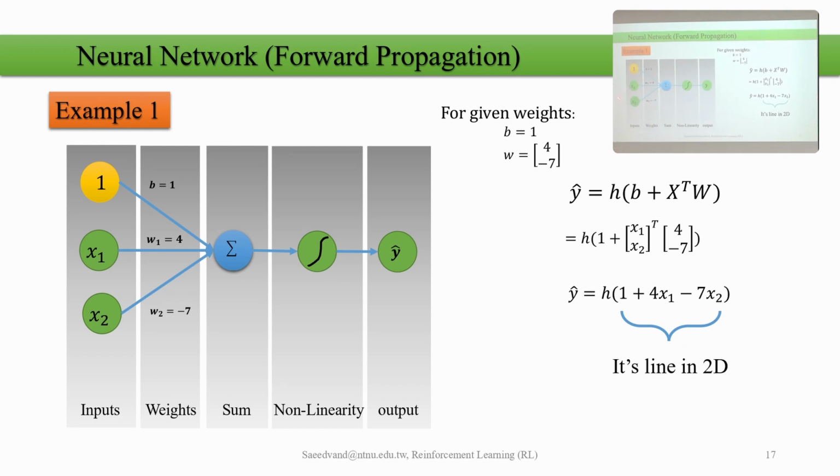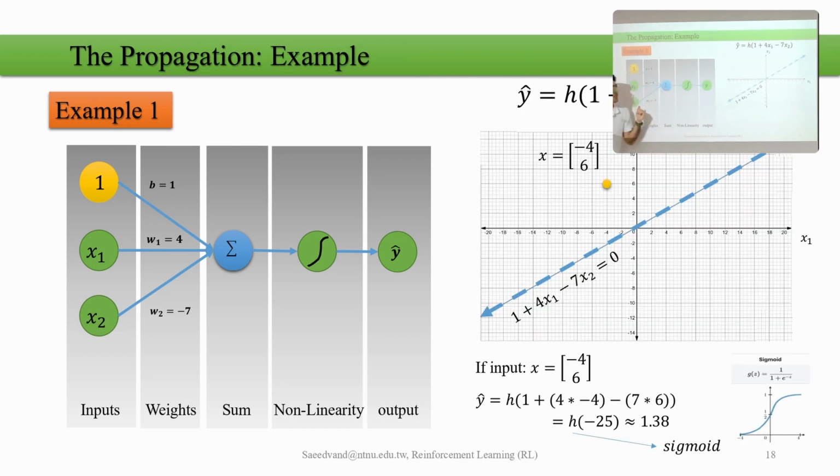So whatever input is now, I put it in here, and then I have output, of course, after applying a nonlinear function. So here there is an example of 1 added by 4 times x1 minus 7 times x2, that you can see is this line. If you plot this equation, you will get that line.